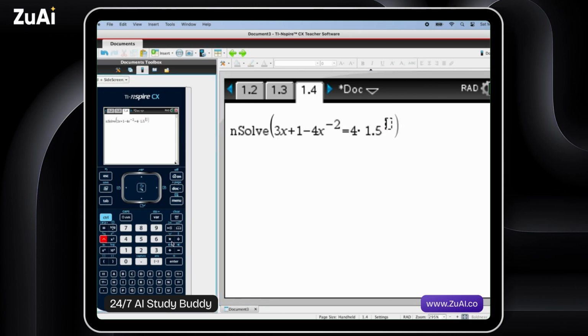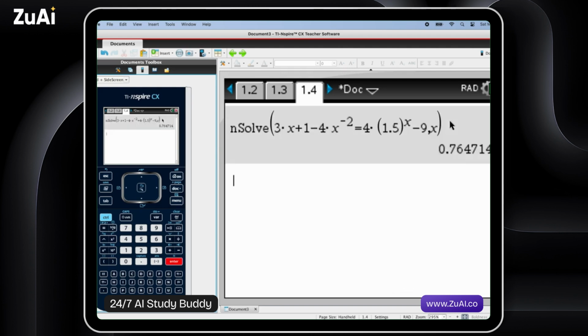1.5 to the power of x minus 9, and we want to ask the calculator to solve for x. It looks rather intimidating, but essentially we're asking, when does this one function, this rational function, equal this other one? And it actually worked in this case.